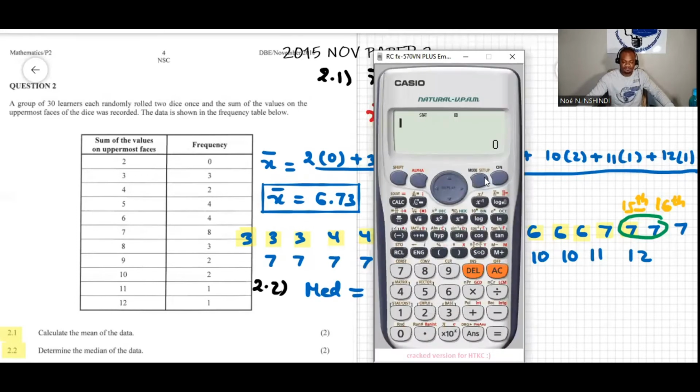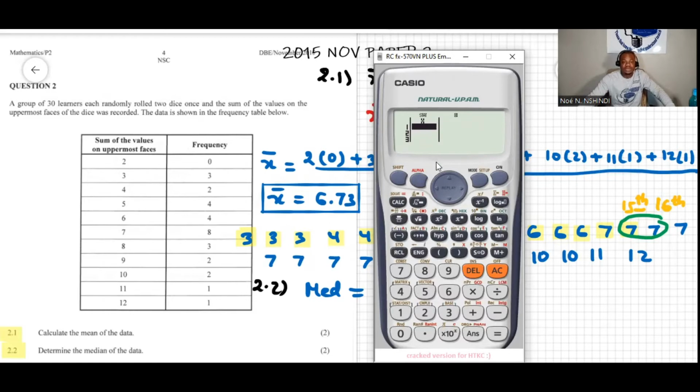So let's say initially the calculator was in the math mode. We can change it into a statistics mode. We press the mode or setup button here, and then we press number 3 for statistics. I'll look at the list here. I'm going to select number 1 because this is for one variable. So I'm going to press 1 there.